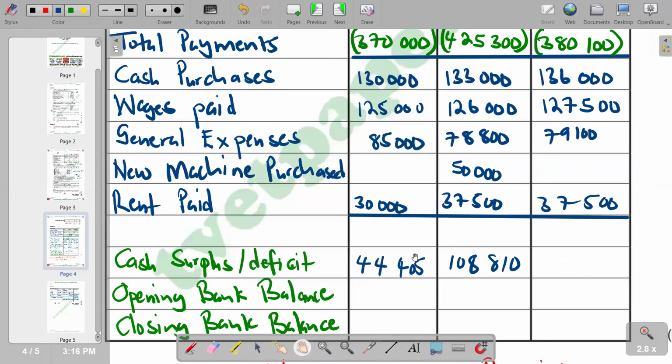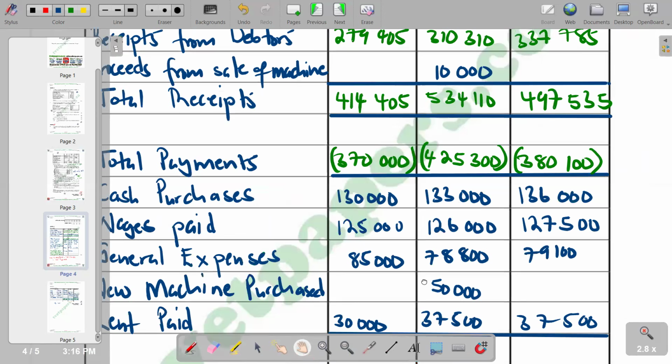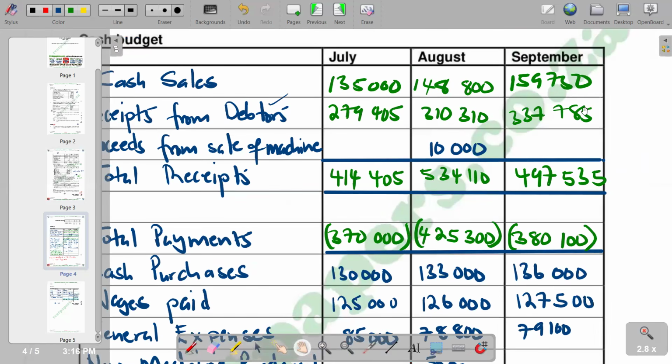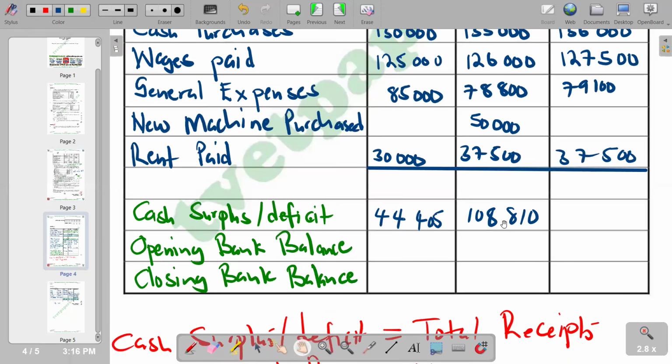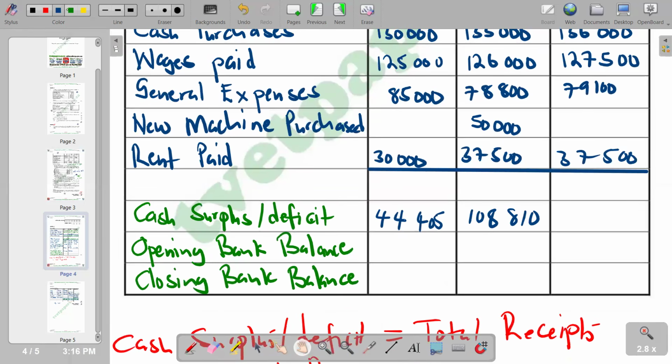So we move on to the next part. We are now saying 159,750 minus 380,100. And we are going to get a net figure of positive again, 117,435. So those are the ones that we have.